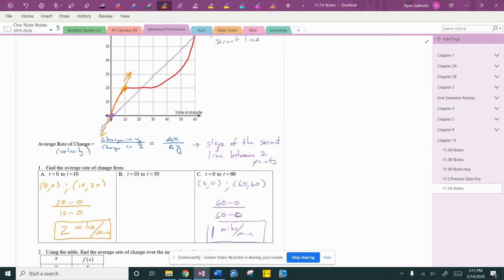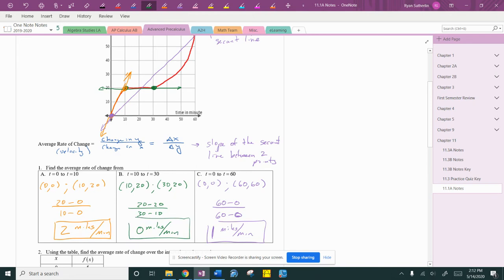Now, what happens from 10 to 30? Well, if I look at 10 here and I look at 30 and I draw the secant line, notice that secant line is horizontal. That means the car was not moving. The velocity was 0. And I can look algebraically: at 10, they were 20 miles away. At 30 minutes, they were still 20 miles away. So when I do my average rate of change, which again is just slope, I get 0 over 20, which is 0 miles per minute.